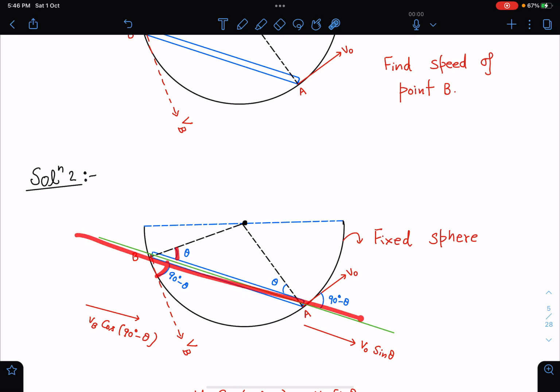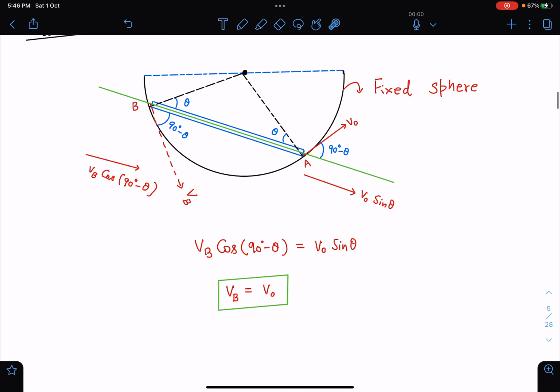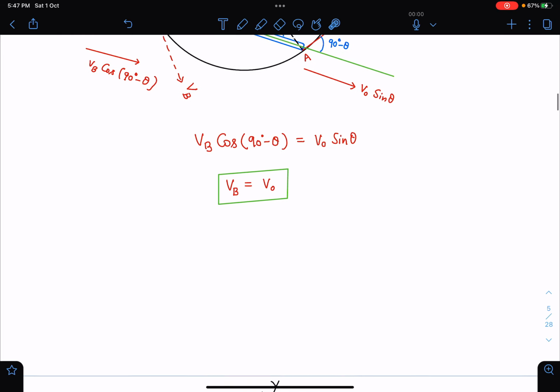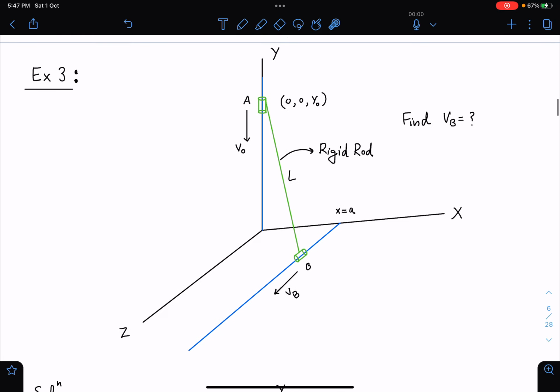So along the length of the rod, I can write this component as V naught sine theta, and this will become VB cos theta. VB sine theta, cos of 90 minus theta. So if I equate VA equal to VB, I am going to get. So this is the geometry in case of circle. Now since it is coming independent of theta, we can always say that AB is equal to A naught, we are going to get. Next example we can take.